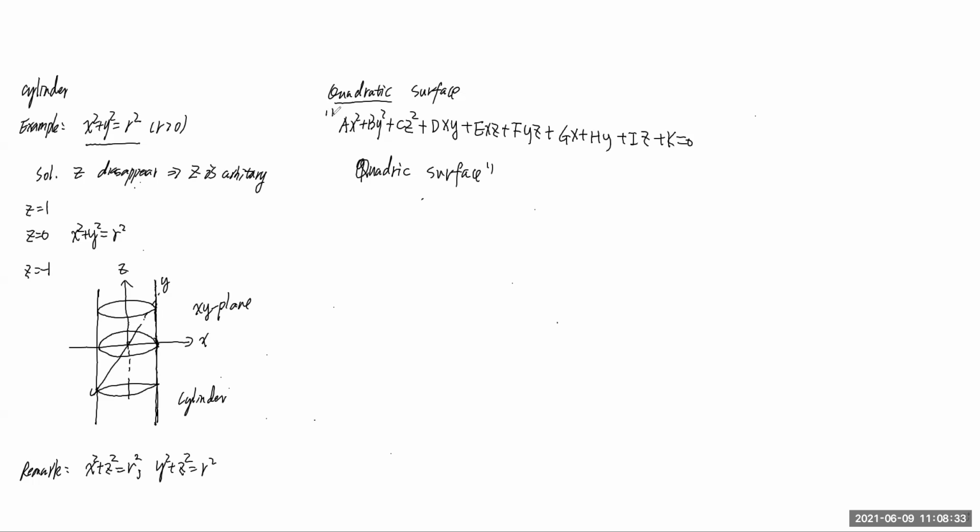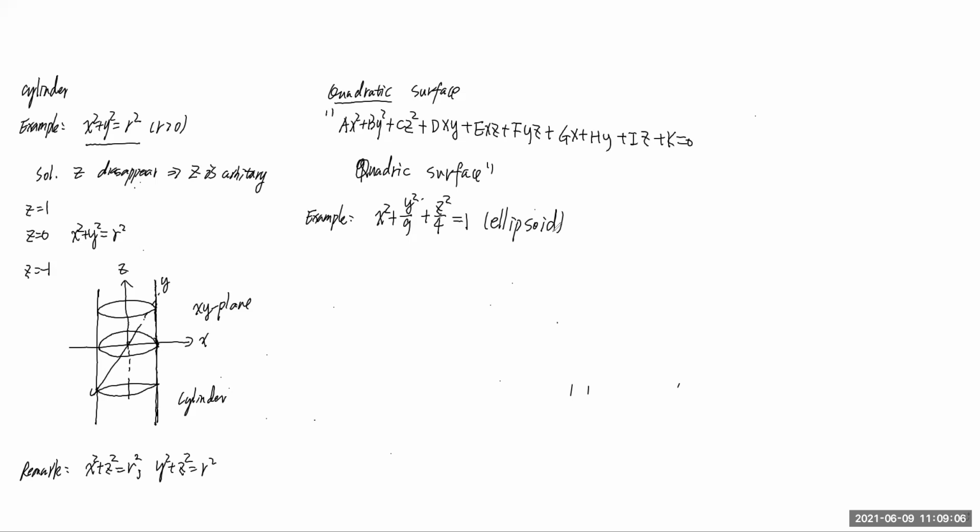Okay, let's look at one more example. Plus y squared plus 4z squared is 1. This is called an ellipsoid.